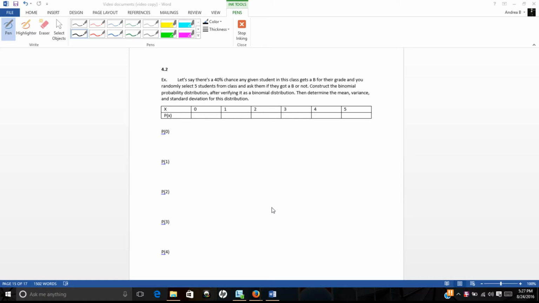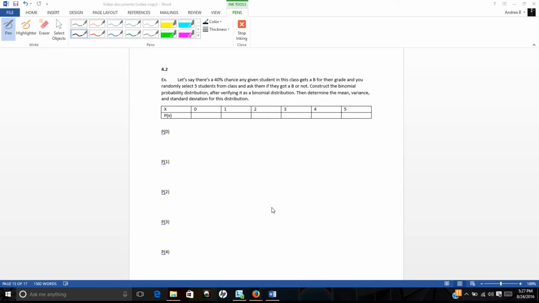So remember, for it to be a binomial distribution, just like it says in the book, you have to have various criteria, one of which is that it has to have a success and failure. So in other words, in this case, it's either that they get a B or they don't. And then we also have that the probability has to be the same for your success every time, which is 40% or 0.4 as a decimal. And then the probability of failure, remember, is 1 minus that probability of success. So it'd be 0.6 as a decimal, or 60%.